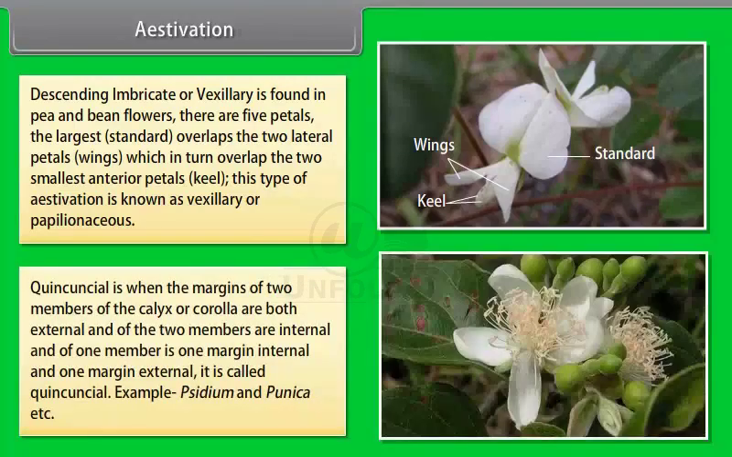Quincuncial is when the margins of 2 members of the calyx or corolla are both external, 2 members are both internal, and of the fifth member one margin is internal and one margin is external. Then it is called quincuncial. Example, Psidium and Punica, etc.